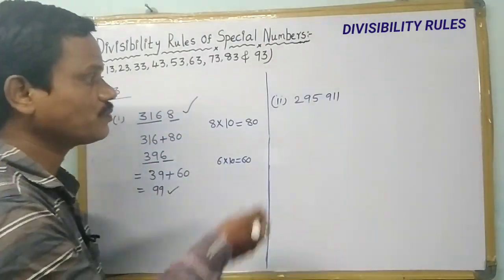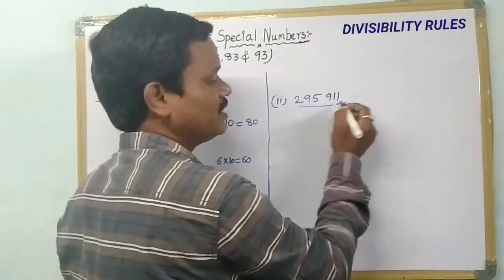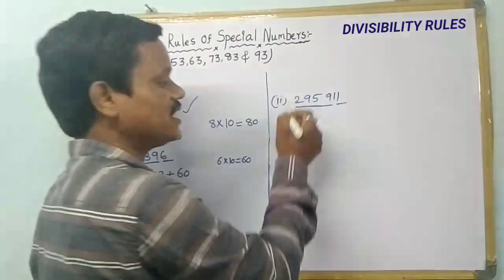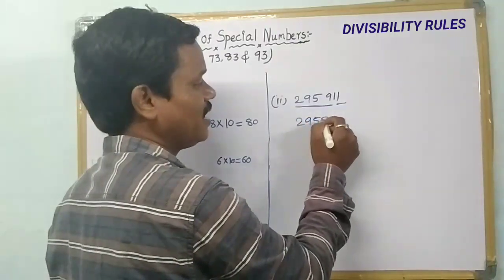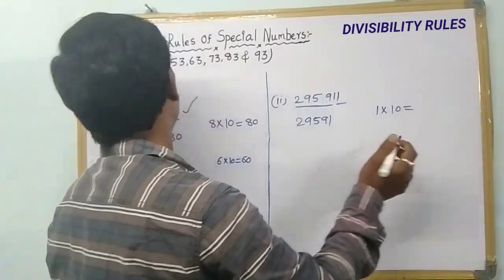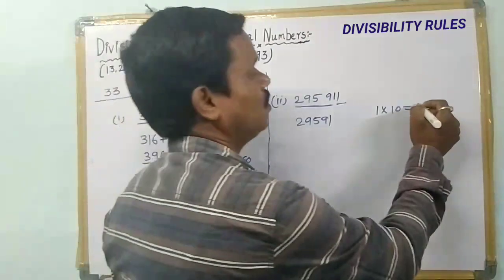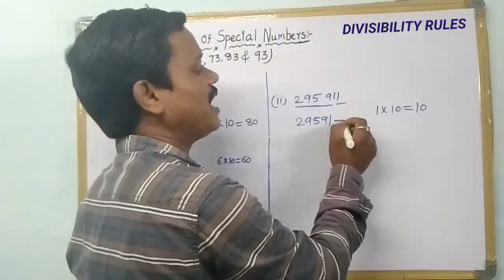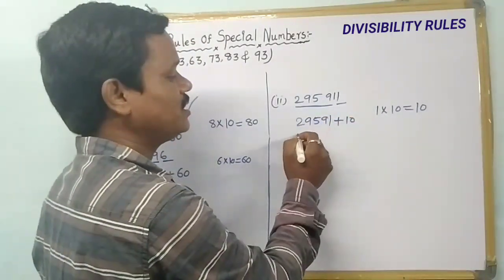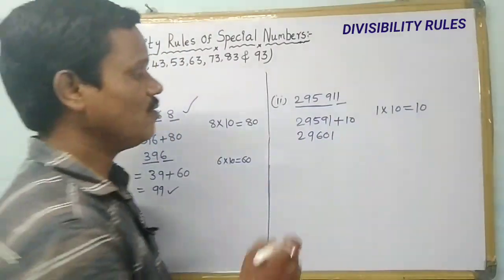Okay. Next, I am taking another example. Now divide it into two parts. One is the first part and the remaining are the second part. Now write the second part as it is, 29591. This is the second part. In the divisibility rule of 33, the first part number is multiplied by 10. Now add this to the second part. 29591 plus 10 is 29601. Now divide it into two parts.